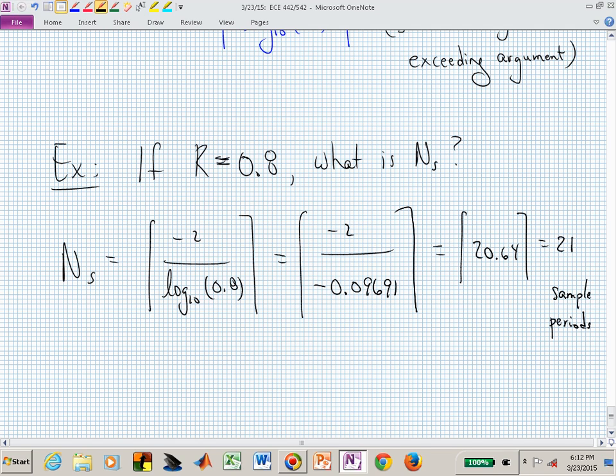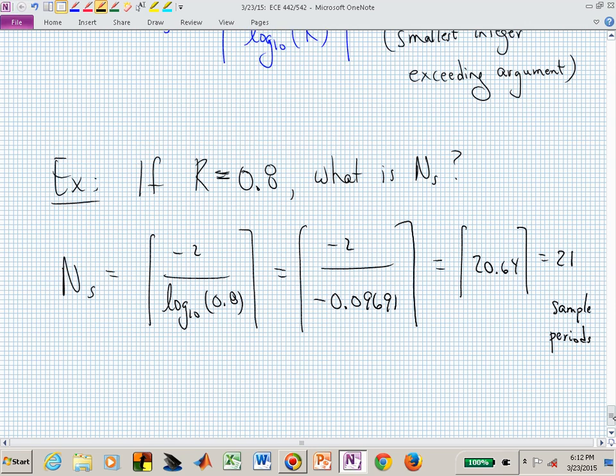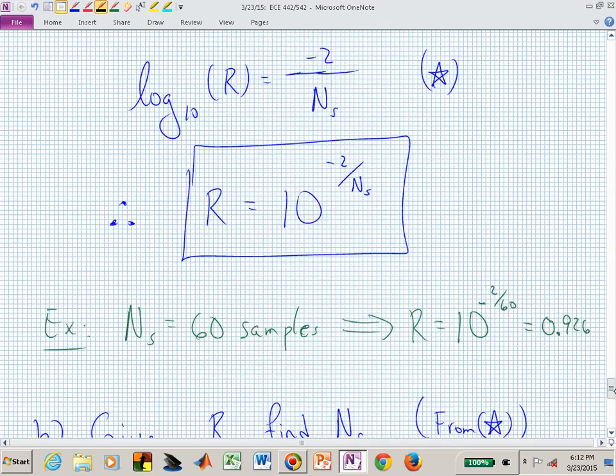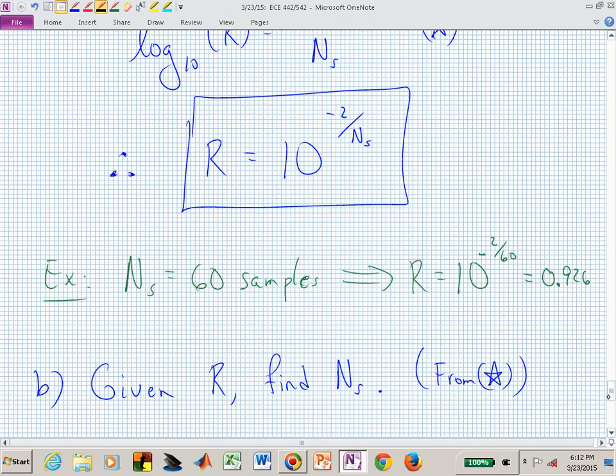And the other one was what? 60 samples? And what was its radius? You remember? I'm just trying to get you thinking, gain a little intuition into radial distance. 0.8 is 21 samples. 0.92 or 0.93 is 60. So that's how this radius impacts your settling time.